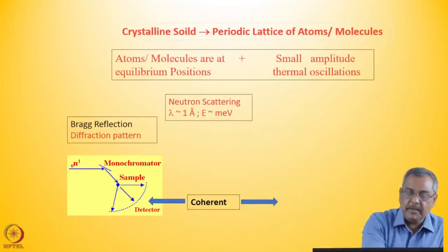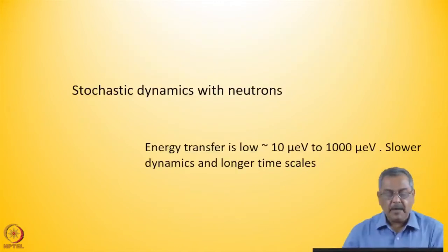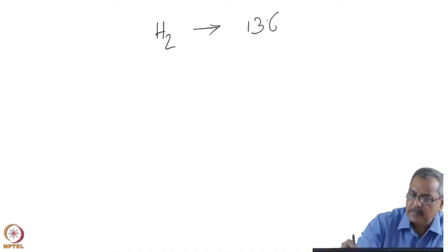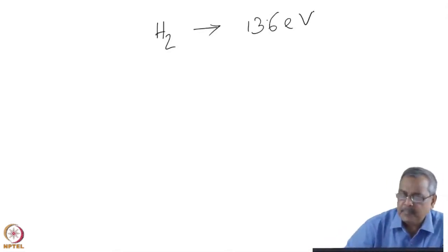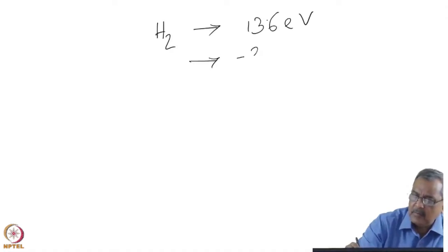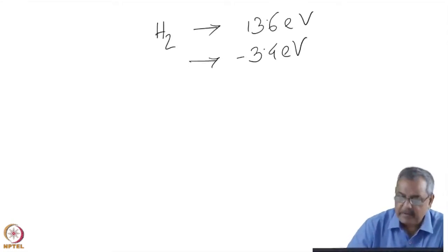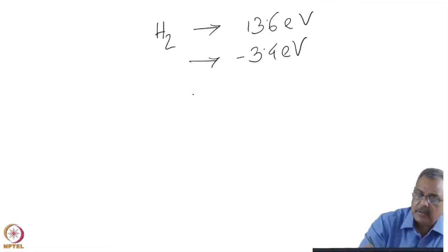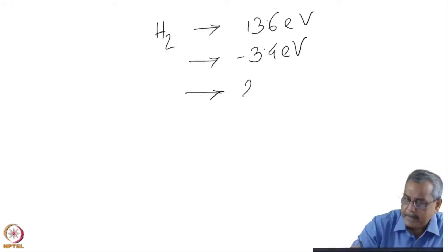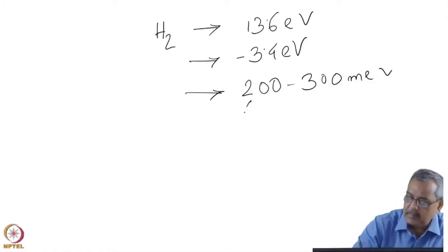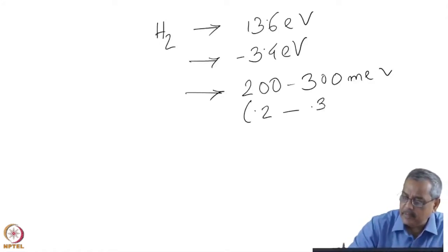Now for this I need to give you an idea about the energy scales. Let us do an energy hierarchy, high to low. We know, let us say, a hydrogen atom, its ionization energy is 13.6 electron volt. The first excitation energy is around 3.4 electron volt. We were talking about vibrational modes. Let us say vibrational modes of hydrogen, they will be around 200 to 300 millielectron volts. That means 0.2 to 0.3 electron volts.